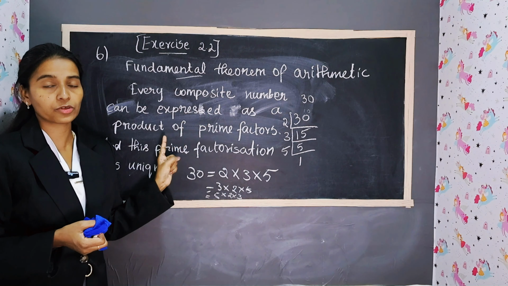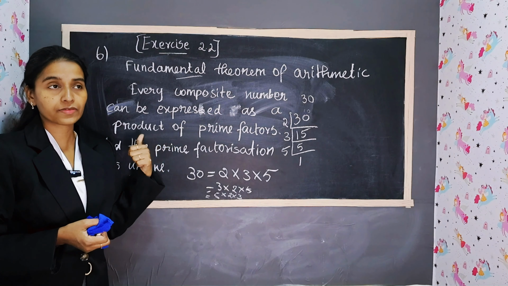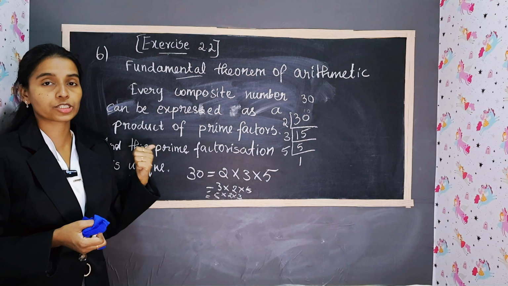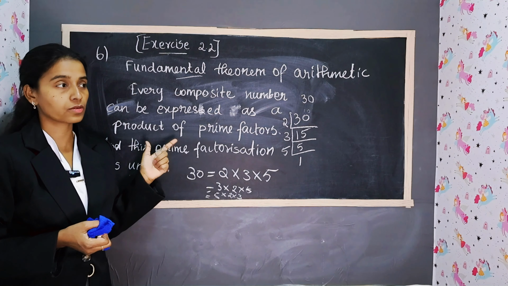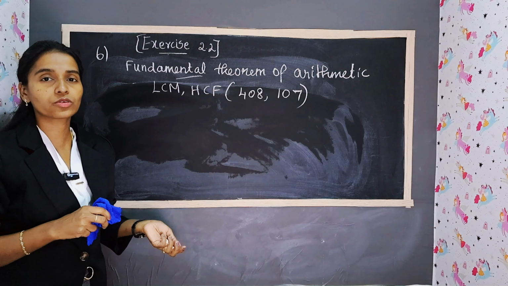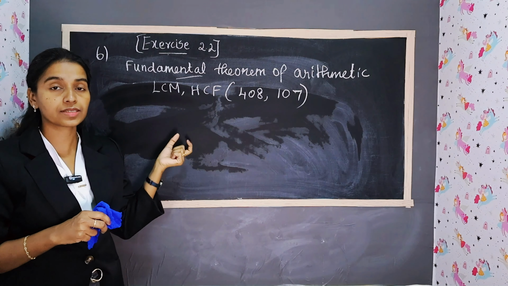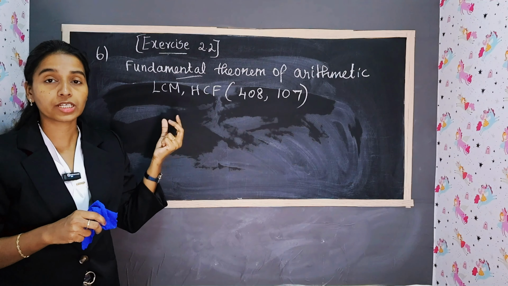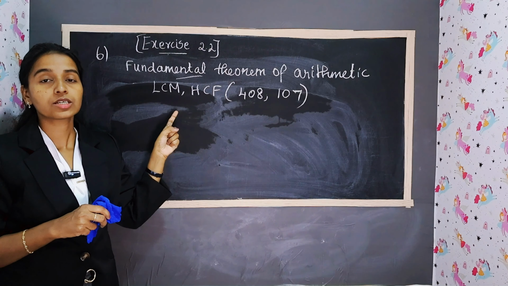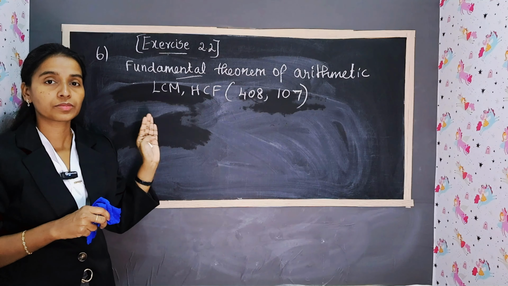Using this theorem only, we are going to find the LCM and HCF of 170 and 408. That is the sixth question in exercise 2.2. Now we are going to find the solution. So here, we are going to find LCM and HCF. In this case, we have to use the fundamental theorem of arithmetic. So we have to use the L method for finding the prime factors.